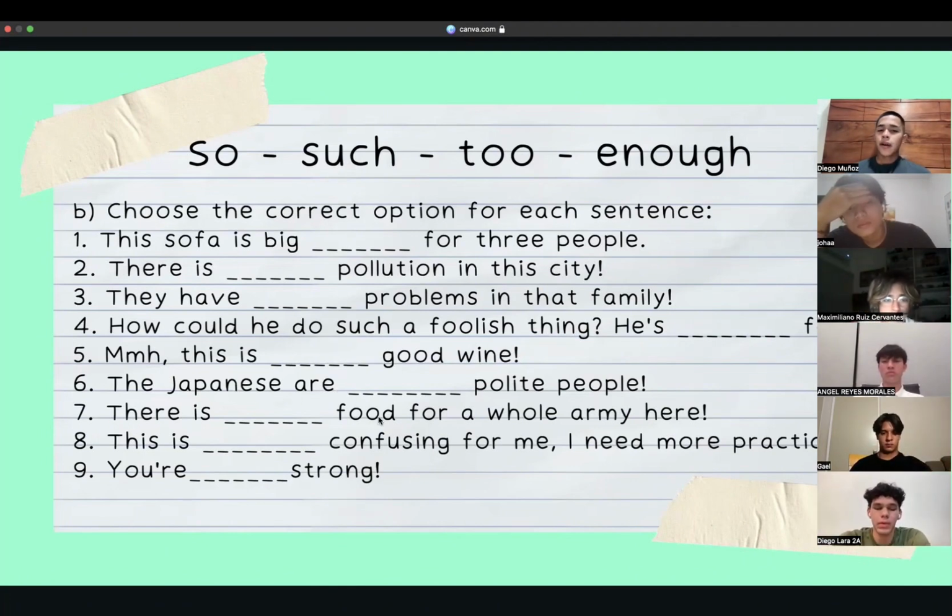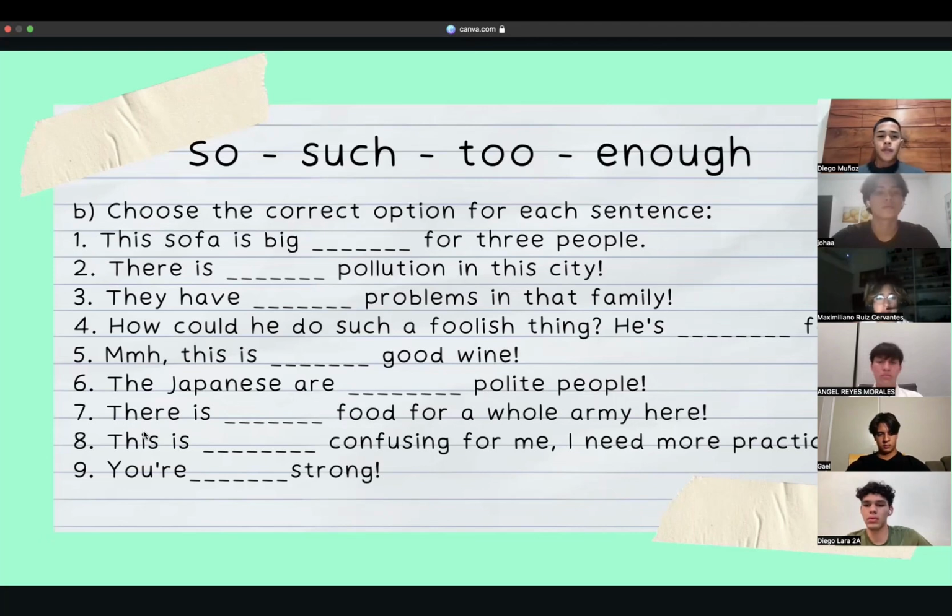The Japanese are blank polite people. Who wants to say the answer? Who knows the answers? Gael answer, or maybe Johan, Maximiliano, or Angel. Well, we continue. The Japanese are such polite people. Okay, very good.